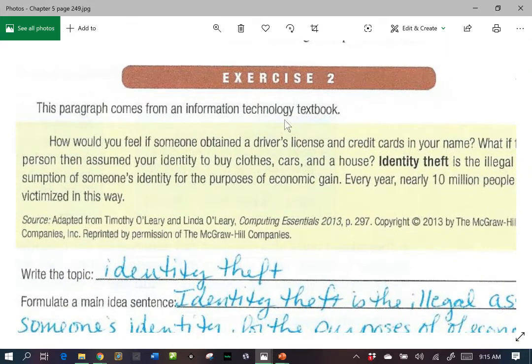All right, so as we can see, the first 2 sentences are questions, so that's never anything we want to use. And so the last 2 sentences here are what we're going to focus on. And remembering the clues to help us figure out our topic, here we have bold print, and this paragraph is about identity theft. So that's our topic. So we need an implied main idea that has our topic, identity theft, and then the 2 most important things that the author wants us to know.